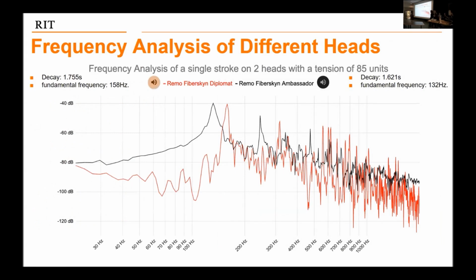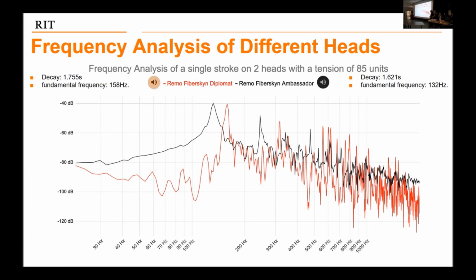So here is some of the data that we've got between two different heads. Both of them were synthetic alternatives, Remo fiberskyn heads. We had a Diplomat and an Ambassador model. The difference between these two models is basically the thickness. So the Diplomat is going to be slightly thinner. I believe it's 7.5 millimeters, and the Ambassador is 10 millimeters.